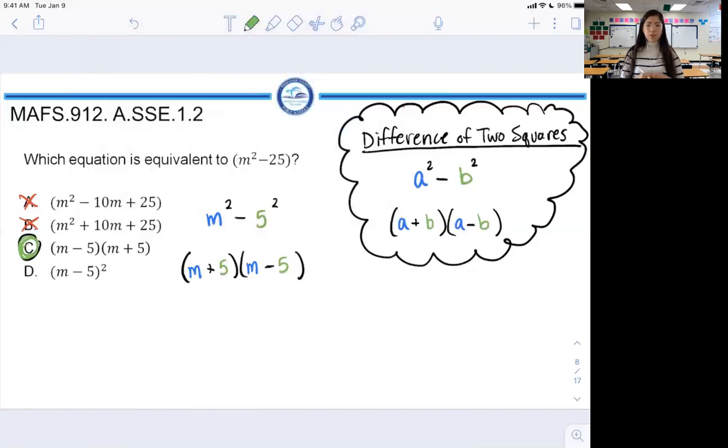Do I have any questions on the difference of two squares? Do you guys still need a second to write it down, or do you have it down?